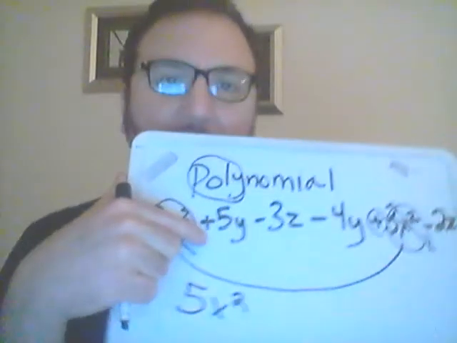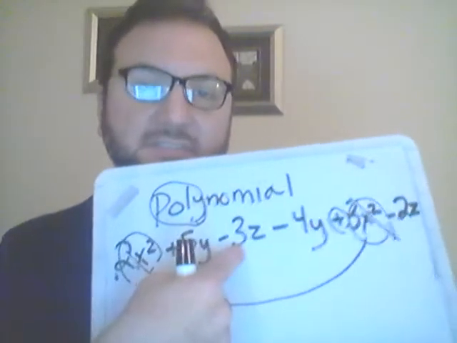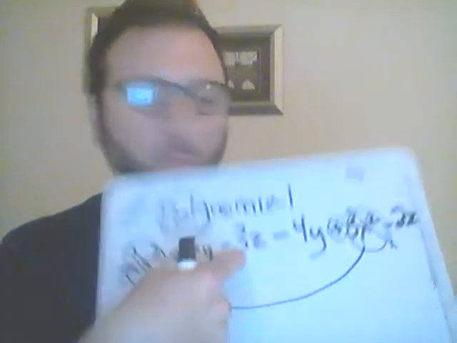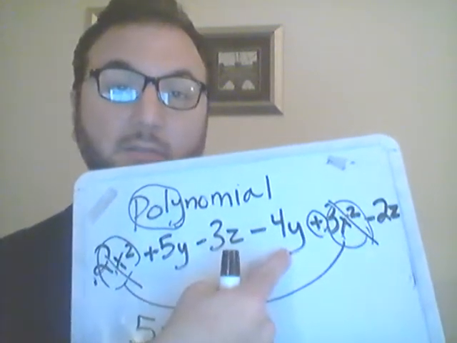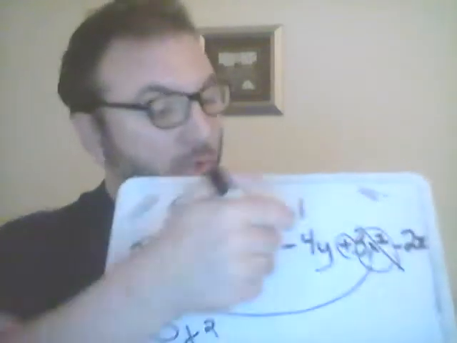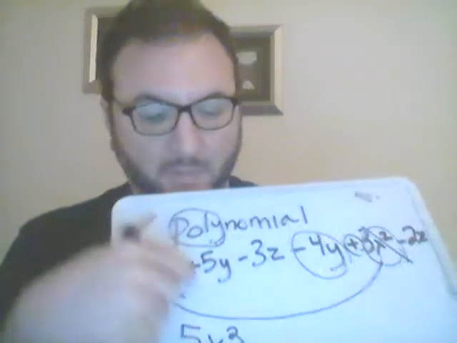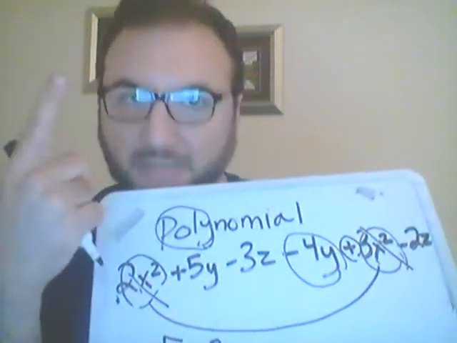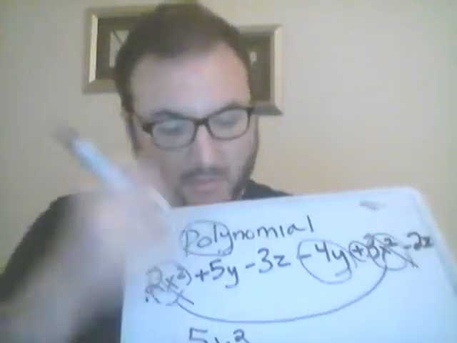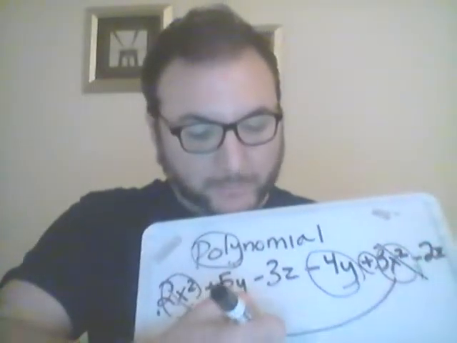I got a positive 5y. I'm looking for its matching partner. This is a z. Is it going to match? No. But there's a y. Negative 4y. We have a match. But notice it's a negative. So I have to subtract: positive 5y minus 4. That's easy. That's what? That's 1, right? It's a positive 1. 5 minus 4 is positive 1. So I'm going to put a plus sign because it's positive.